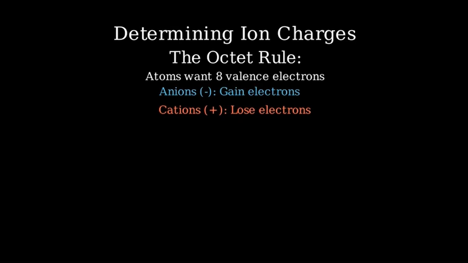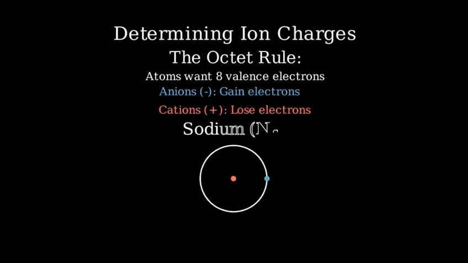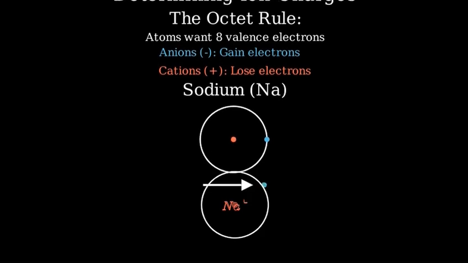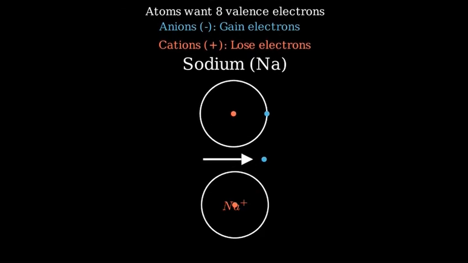Let's look at our first example, sodium. Sodium is in group 1 of the periodic table, which means it has one valence electron. To achieve a stable octet, sodium will lose this electron, becoming a sodium ion with a +1 charge, written as Na+.